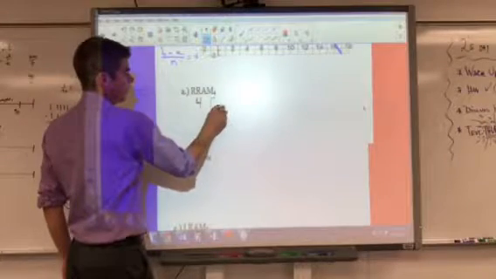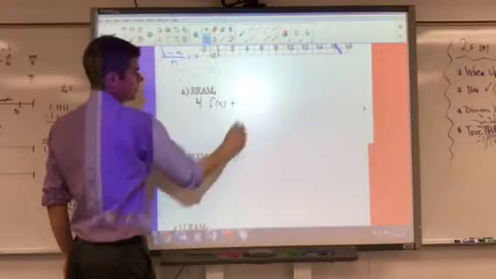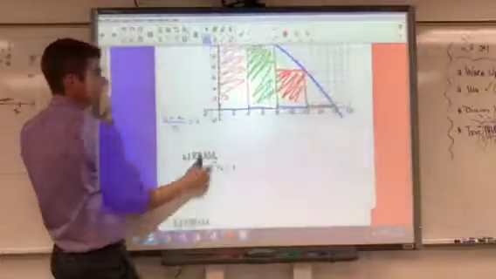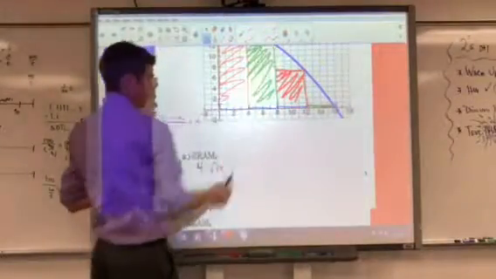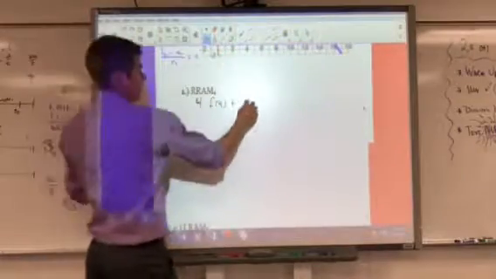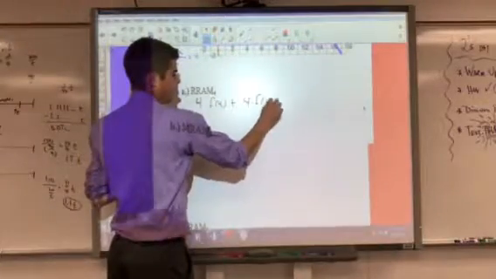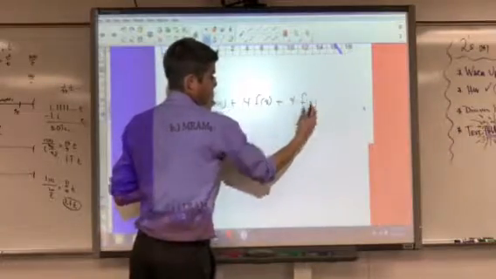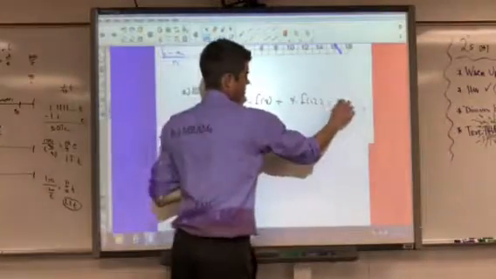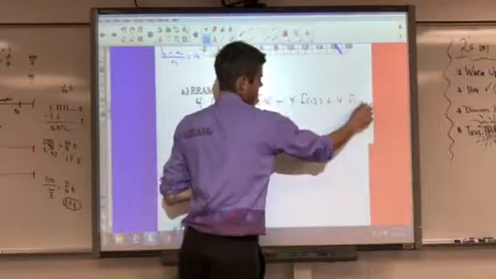4 times f of 4 plus, let's do the next rectangle. This rectangle from 4 to 8 is still a width of 4. The right side is f of 8. 4 times f of 8 plus 4 times f of 12, which is the height of the third rectangle, plus 4 times f of 16.